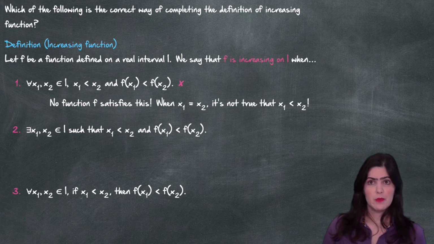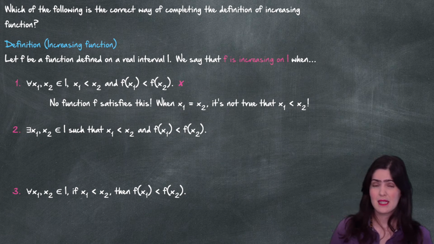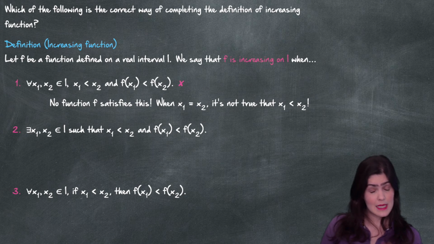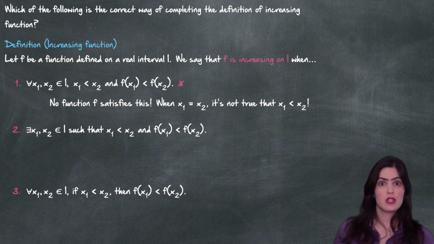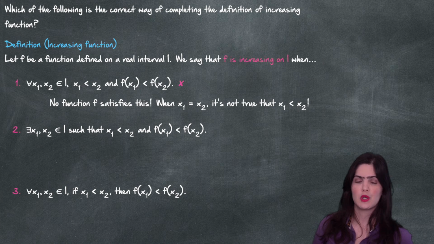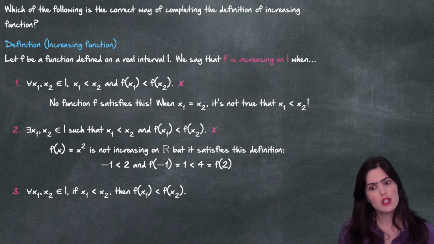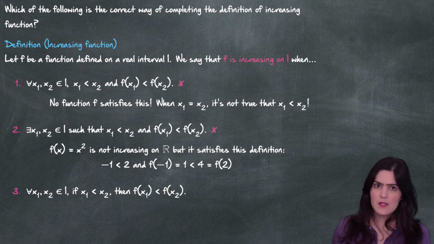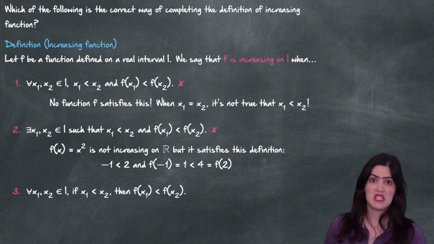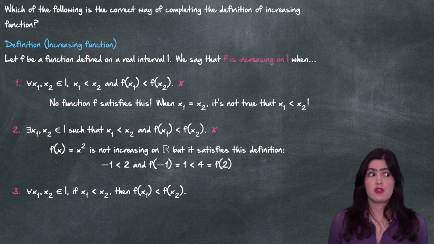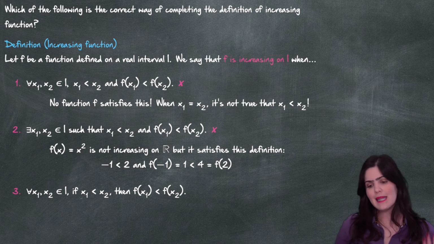Now, the second option, probably you noticed that this one shouldn't be right, because we're saying that there exist two numbers such that x1 is less than x2 and f of x1 is less than f of x2. But I can find a function that is not increasing that satisfies the definition. For example, if I take f of x equals x squared, this is not increasing, we know that. But it satisfies the definition because -1 is less than 2, and f of -1 is 1, which is less than 4, which is f of 2. So we have a function that is not increasing that satisfies the definition, so that definition has to be wrong. And the last one is correct.